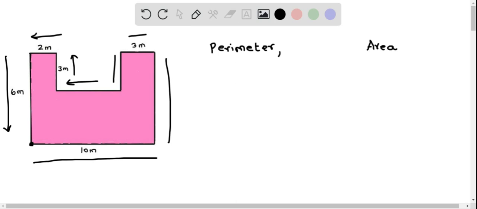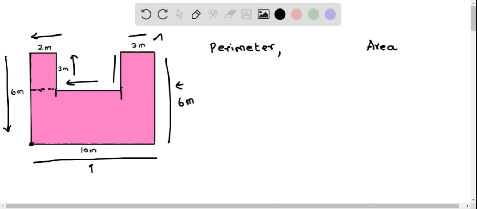So let's see if we have all the measurements. We have this measurement, 10 meter over here. This is exactly opposite to the 6 meter, so we consider this as 6 meter. We have this measurement over here, but we don't have this measurement from this point to this point. However, we can easily determine this side length, which is exactly opposite to the 10 meter.